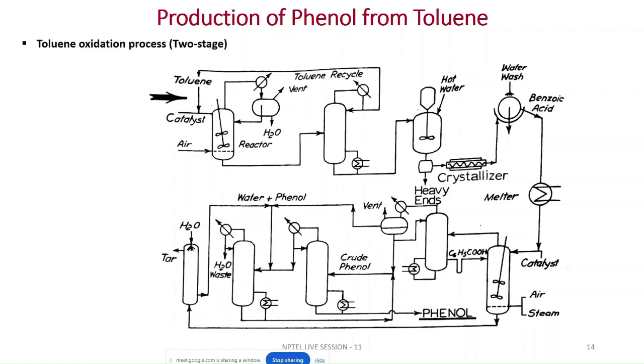So this process is called the toluene oxidation process. It is also known as the two-stage method. Why? Because there are two stages of oxidation that are happening.